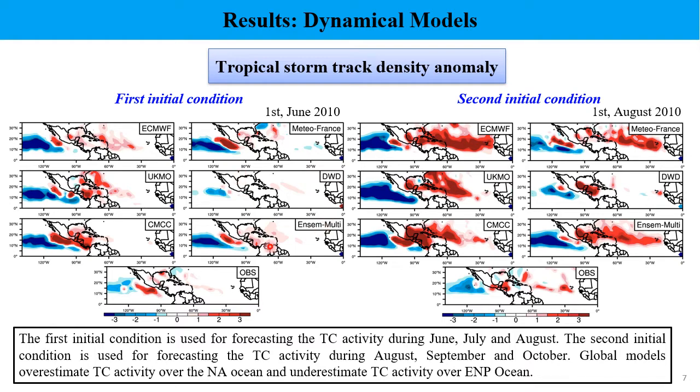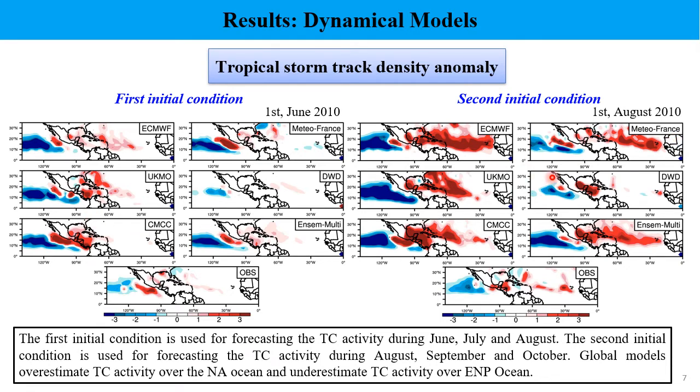As you can see here for the first initial condition, we have the model output for the 5 global models. We have the multimodel ensemble, and the observations that were taken from the HURDAT database. As you can see here, some models are overestimating the activity of the tropical storm track density anomaly in the North Atlantic, for example the ECMWF, the UK Met Office, and the CMCC compared with the observations. Another thing that you can see is that most of the models are underestimating the activity of this tropical storm track density anomaly in the Pacific Basin, compared with the observations.